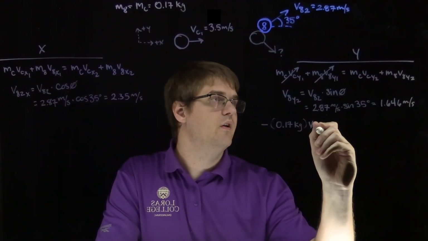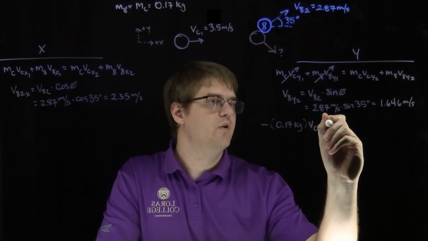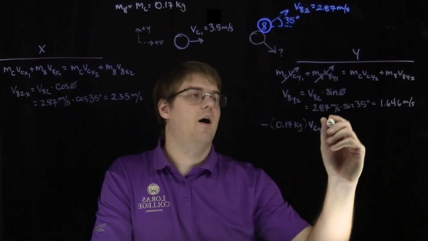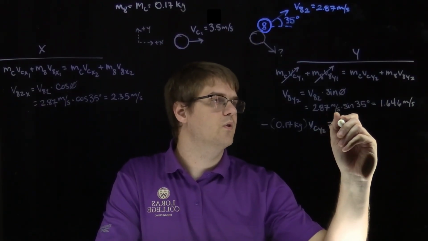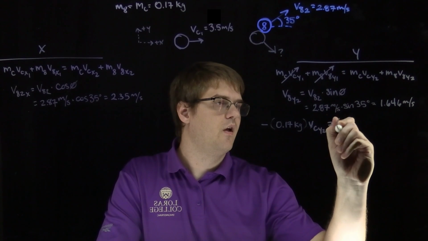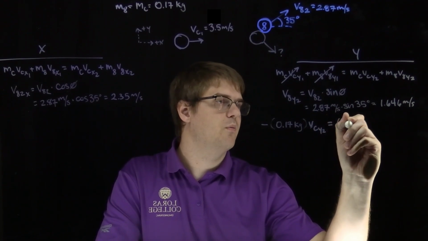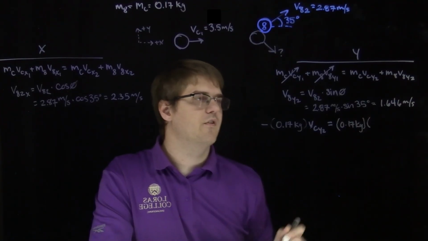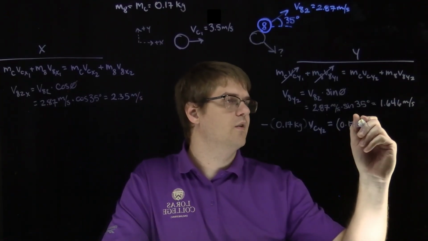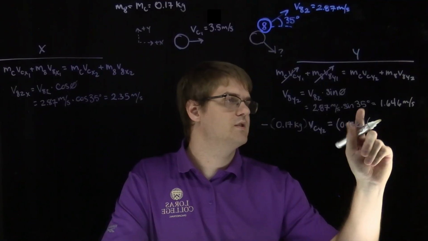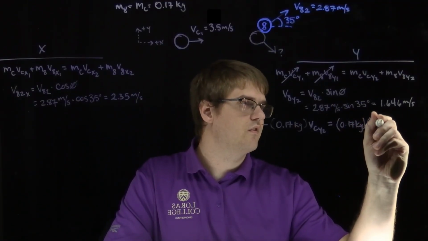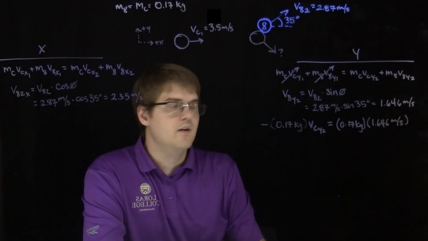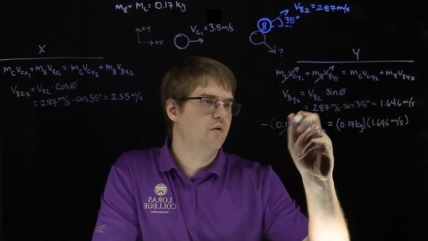Velocity of the cue ball in the y at time 2, which I don't know, that's what I'm trying to figure out, is going to be equal to the mass of my 8-ball, 0.17 kilograms, times my velocity of my 8-ball in the y at time 2, which I just said was 1.646 meters per second. Don't need a calculator for this one.